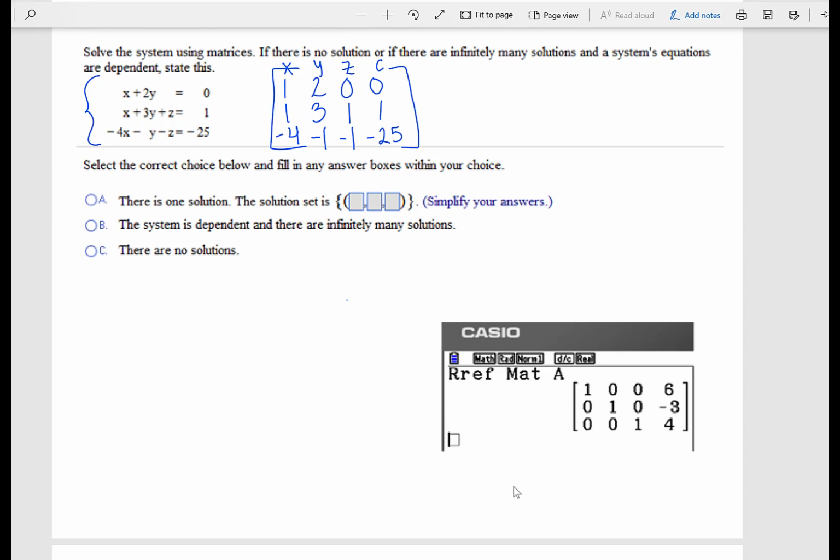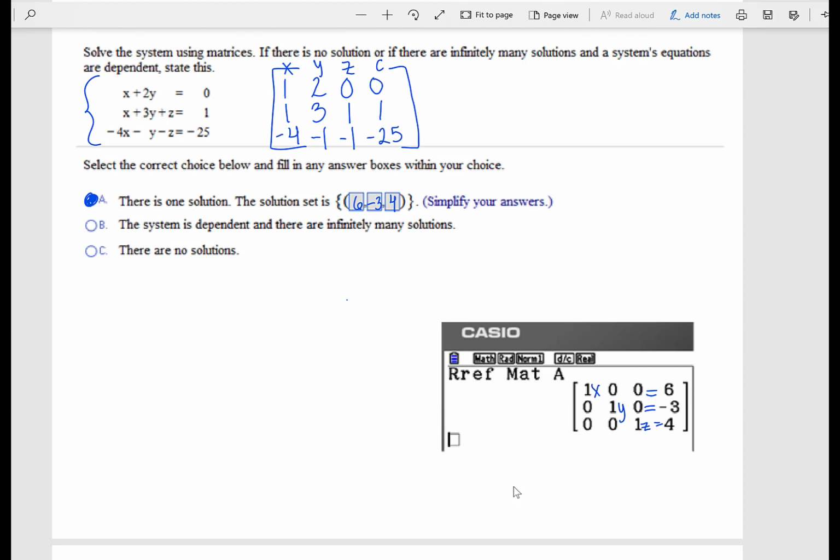Remember, if I was now to write this matrix back as a system, this would be 1x equals 6, 1y equals negative 3, and 1z equals 4. So there is a solution to this system, and it's 6, negative 3, and positive 4. Okay, so that's how it looks when there's a solution.